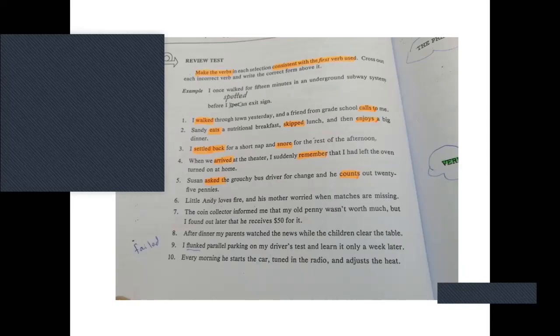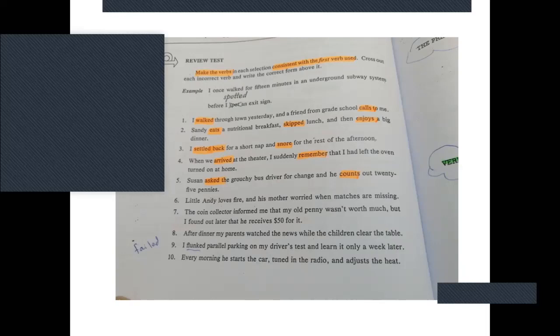Okay. So I'm narrating what happened with me yesterday. I walked yesterday. While I was walking, a friend calls to me. That's wrong. What should it be then? Called. We cross out calls and we make it called. We write above it called. Thank you so much. Number 2.